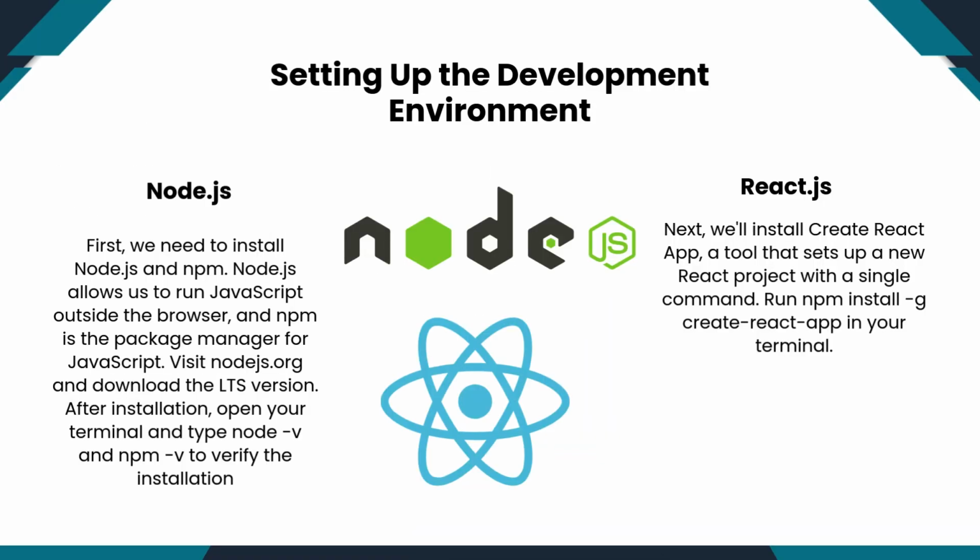Setting up the development environment. First, we need to install Node.js and npm. Node.js allows us to run JavaScript outside the browser, and npm is the package manager for JavaScript. Visit nodejs.org and download the LTS version. After installation, open your terminal and type node -v and npm -v to verify the installation.